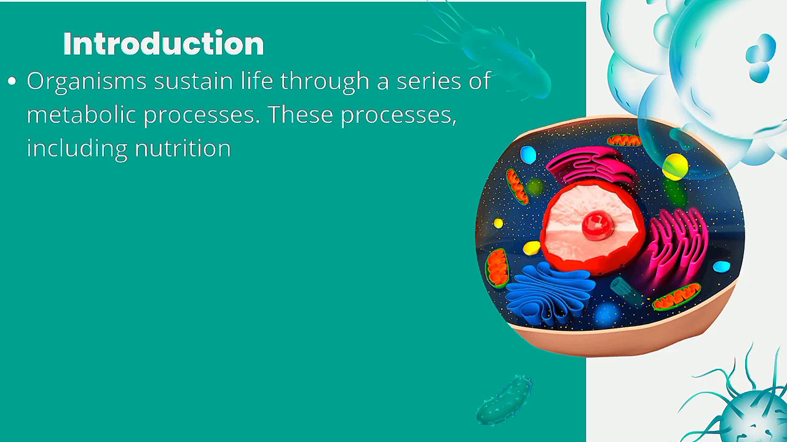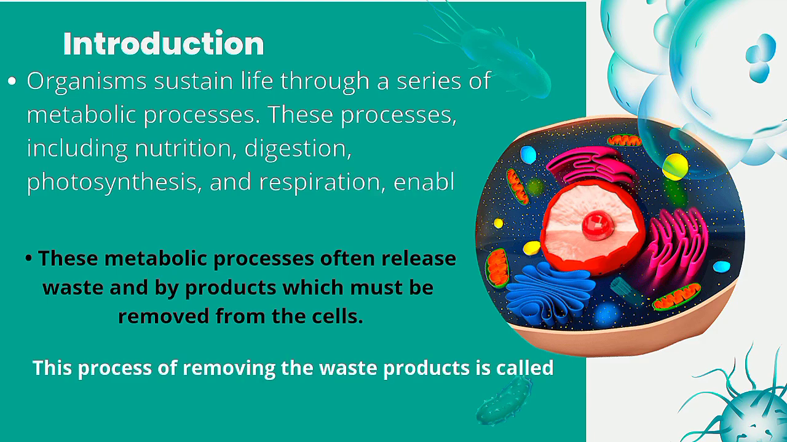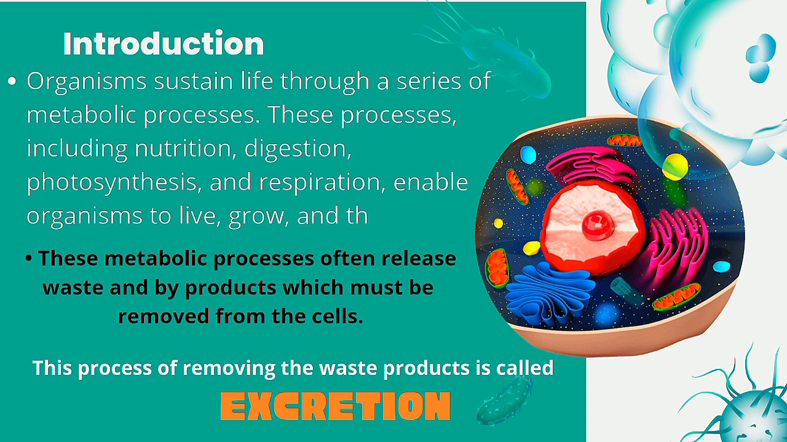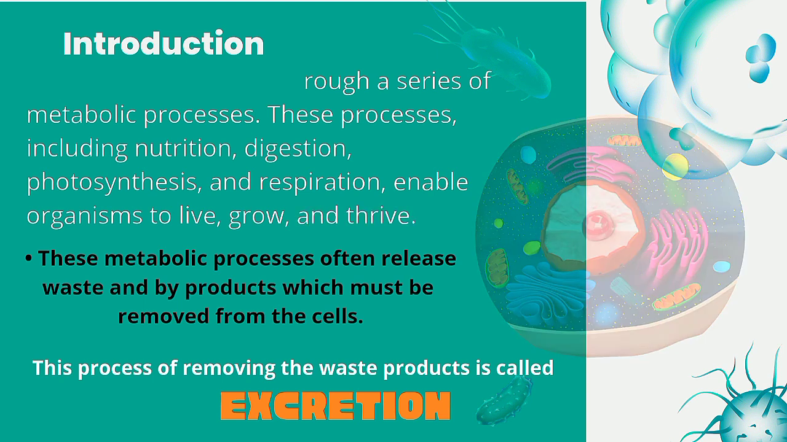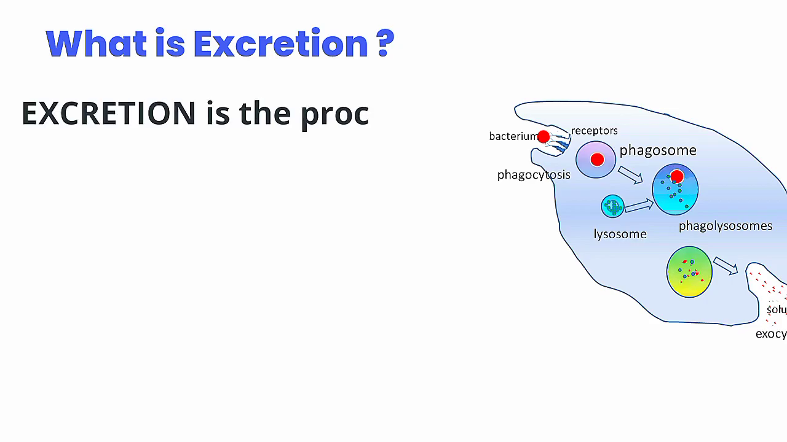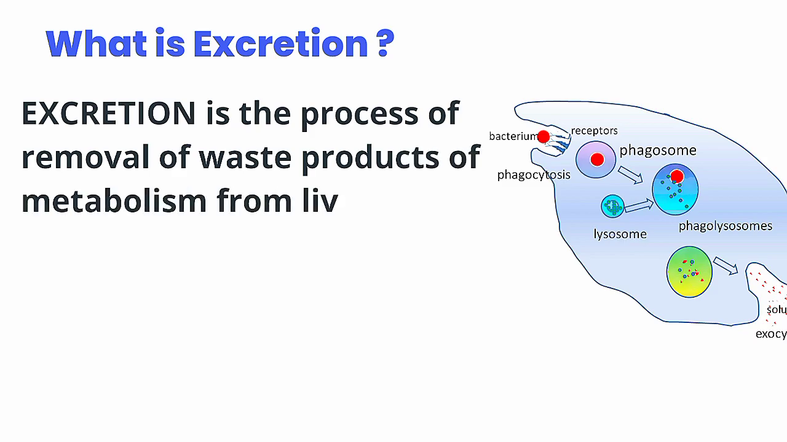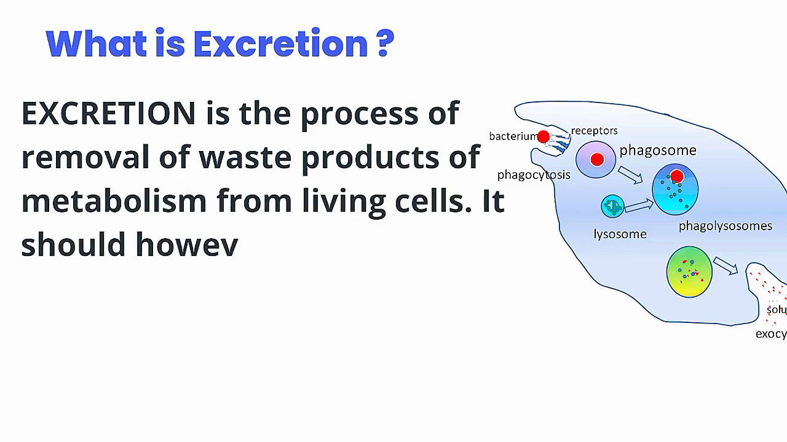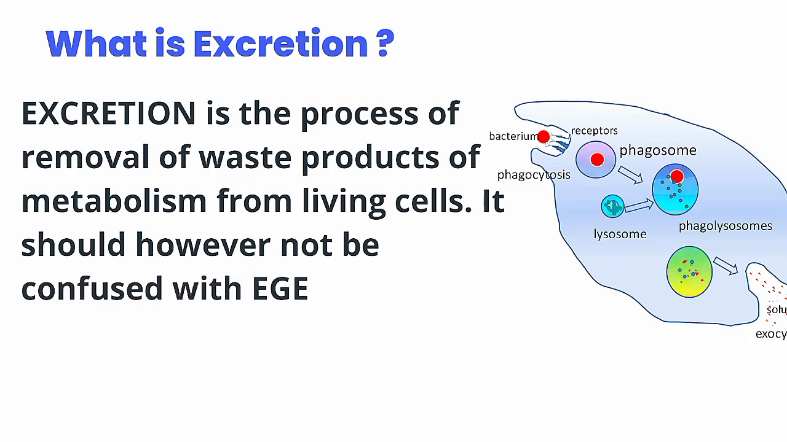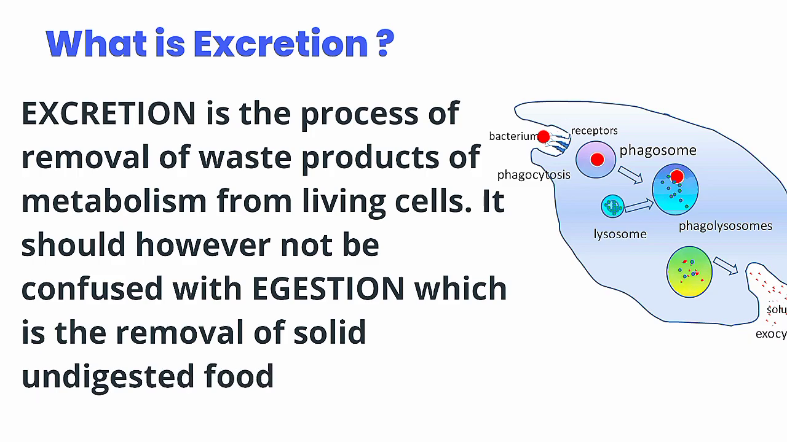However, these processes often generate waste products which must be removed from the body. This method of removing waste products of metabolism is called excretion. Therefore, excretion is the removal of waste products of metabolism from living cells. It should not be confused with egestion, which is the removal of solid undigested food as feces.